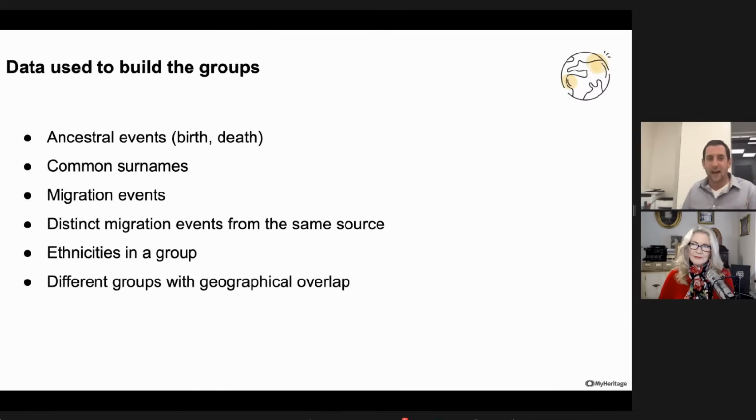So we looked at the ancestral events, as I said, and we looked at common surnames, because sometimes that can hint a lot and tell a story about a group of people. We looked at migration events. People moved from one place to another in a specific time period. Whether there are distinct migration events from the same source going to different places. The ethnicities in the group, which I explained before. Sometimes we see a lot of people who have all lived in the same country.